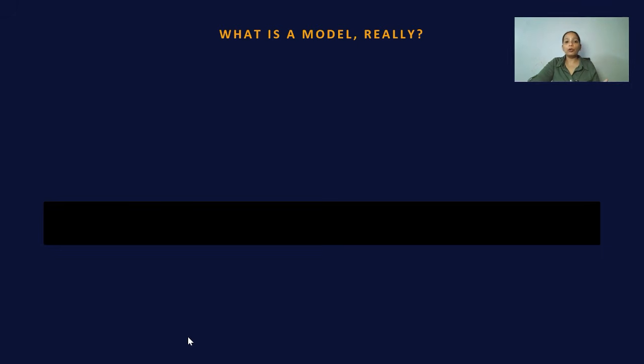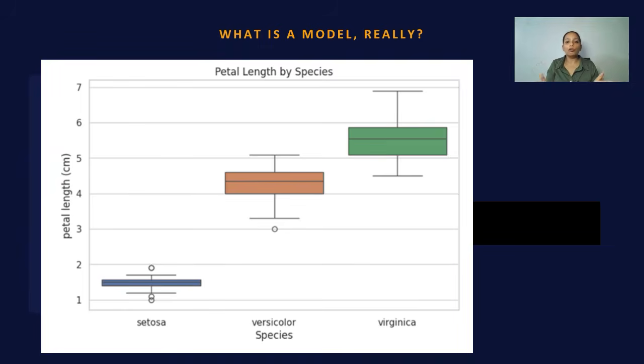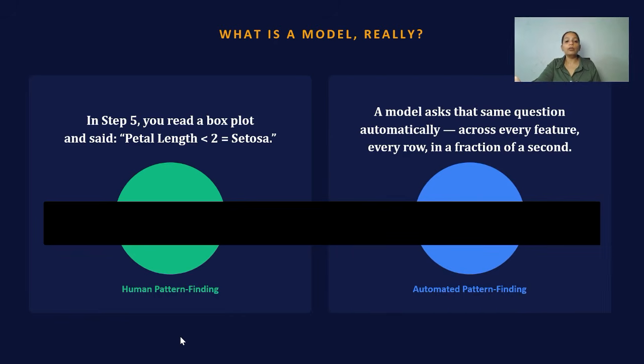Let's start with the exploratory data analysis we have done in the last video. When you looked at the box plot of petal length by species, you could already tell if petal length is under 2 centimeters, it is almost certainly setosa. You did that with your eyes and the chart, and a machine learning model does the exact same thing, except it finds that rule automatically from data, and it can do it across four features at once, not just one, and across millions of rows, not just 150 rows. That is the entire secret of machine learning.